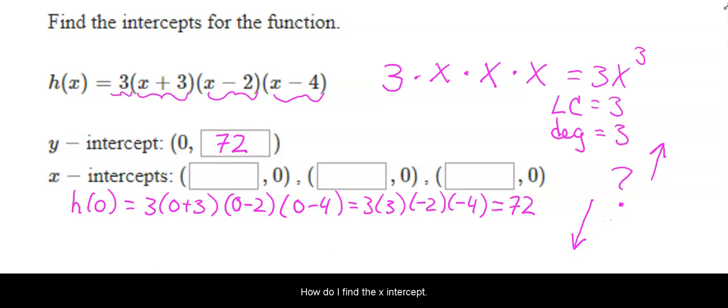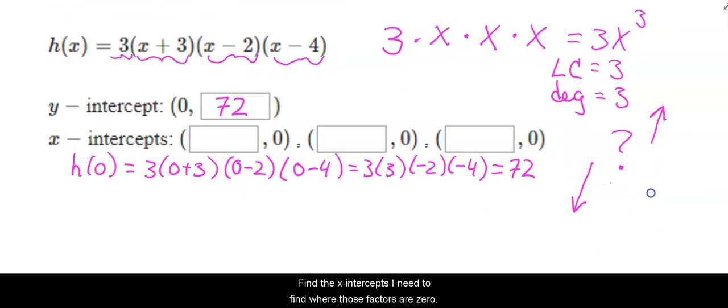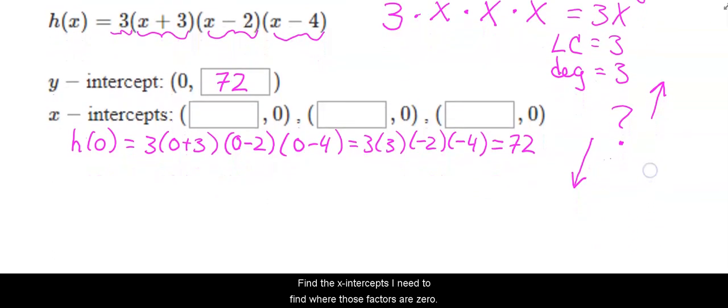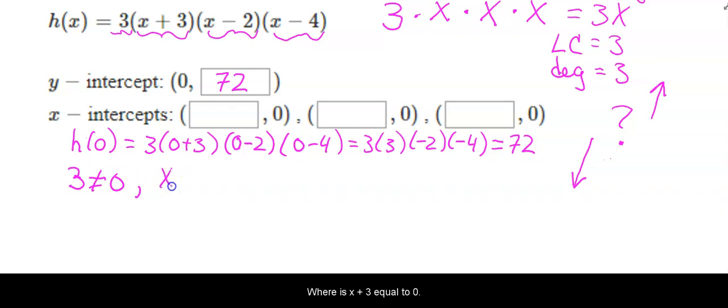How do I find the x-intercepts? To find the x-intercepts, I need to find where those factors are 0. Now the first factor is 3 by itself, but 3 is not 0. It's not wrong, it just doesn't contribute to an x-intercept. Where is x plus 3 equal to 0? X plus 3 is 0 when x is negative 3.